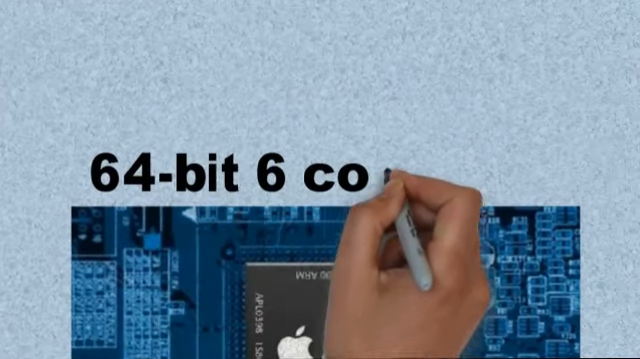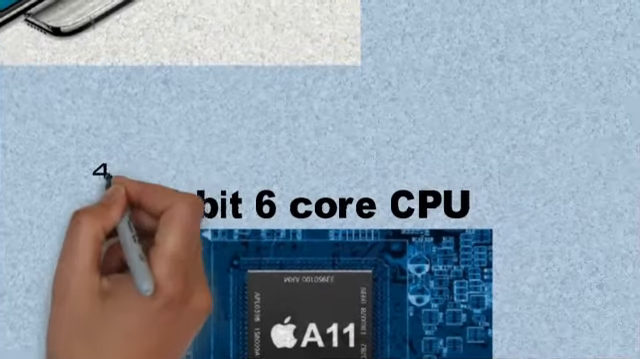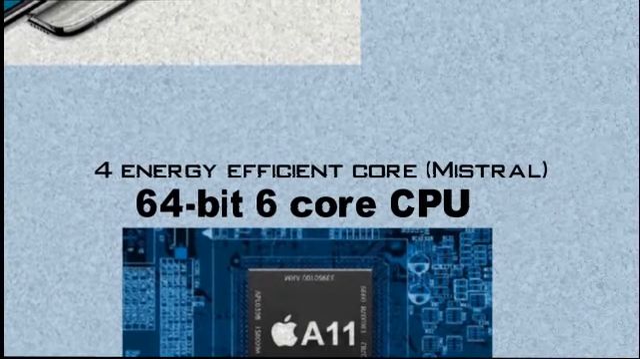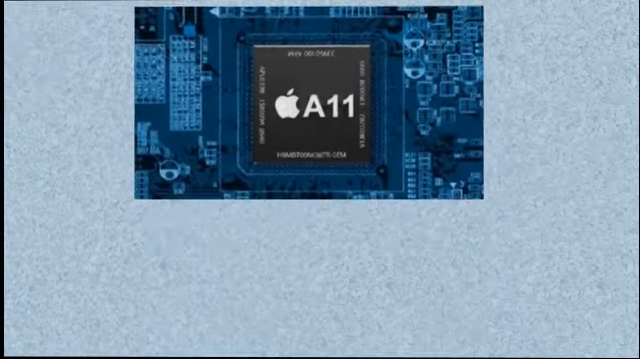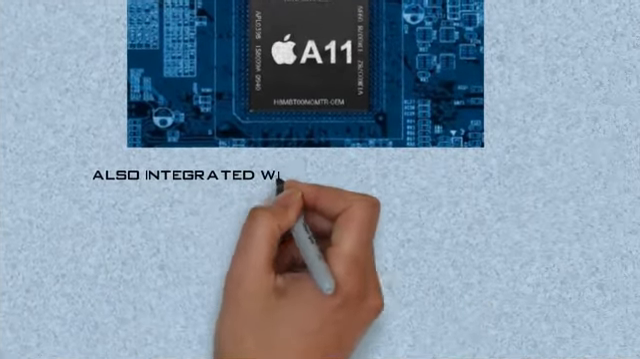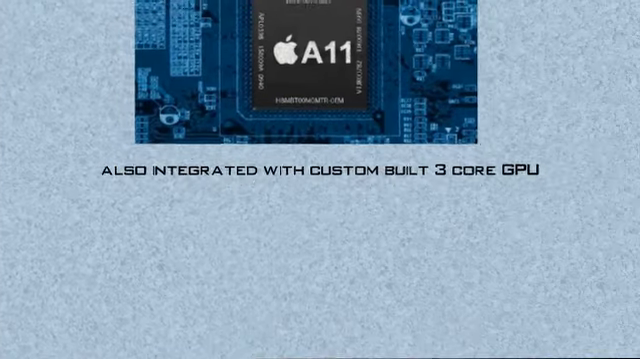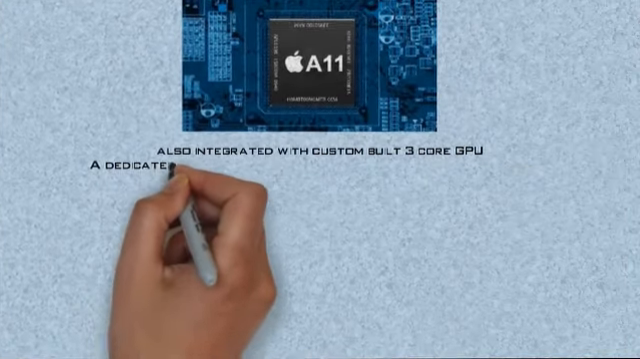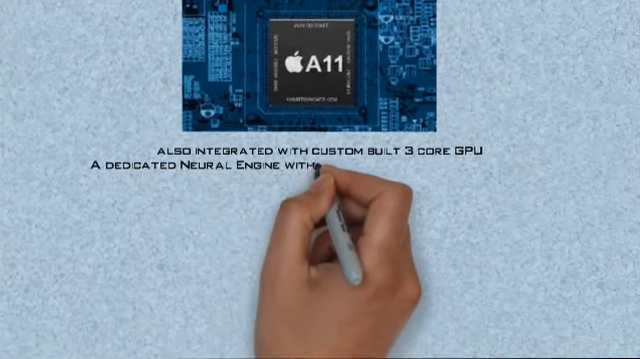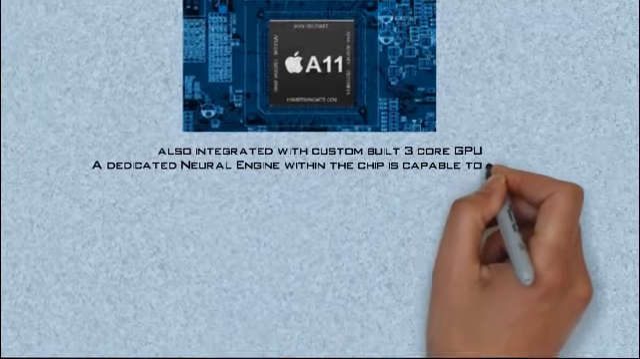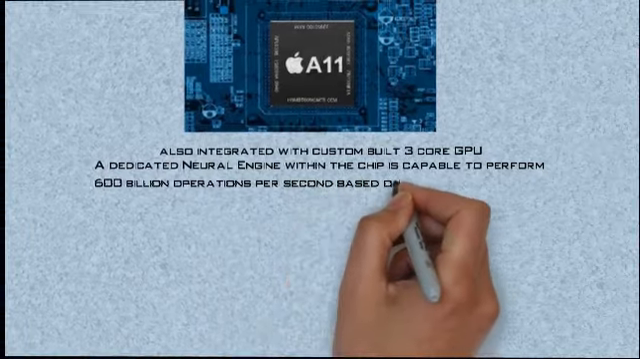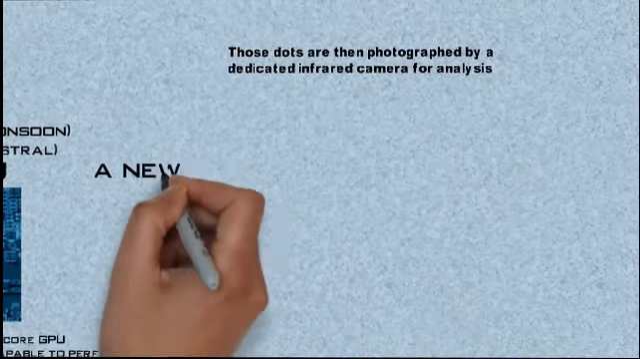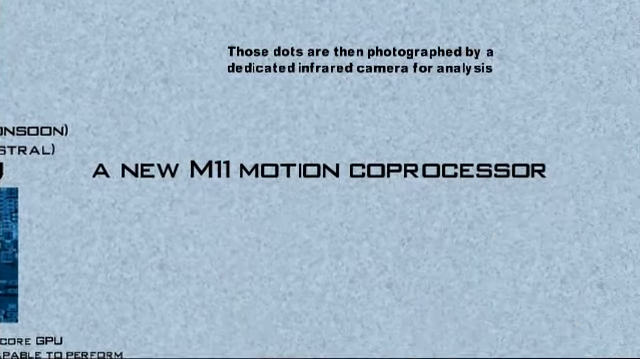Now about the processor, the A11 Bionic chip is really powerful. It is powered by a 64-bit 6-core CPU where the 4 energy efficient cores are called Mistral and the 2 high performance cores are called Monsoon. It is a hexa-core system, and it is also integrated with a custom built 3-core GPU. We don't know exactly which GPU the A11 uses, but coming to the analysis part, whether it is Face ID or any other 600 billion operations, it is done with the help of a dedicated neural engine which is based on an artificial intelligence system.